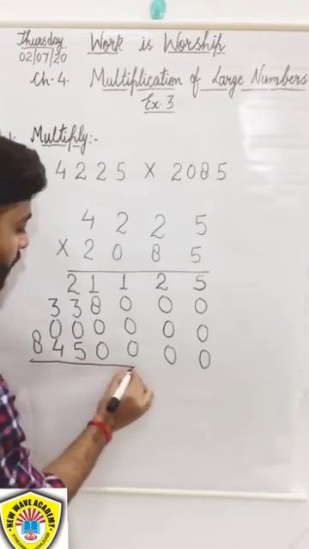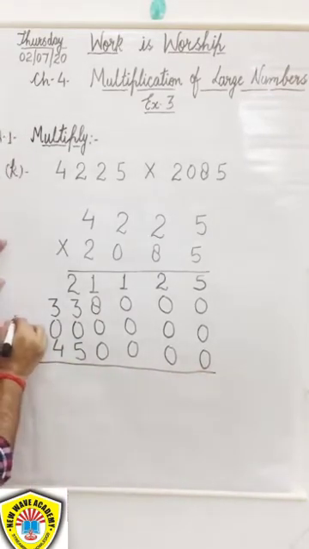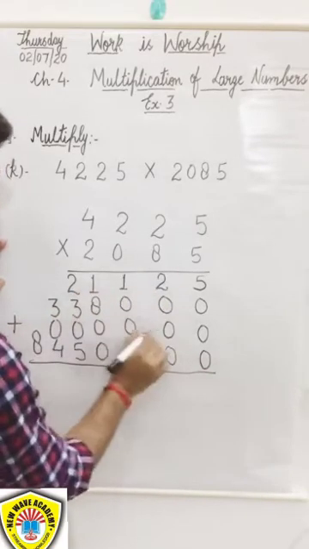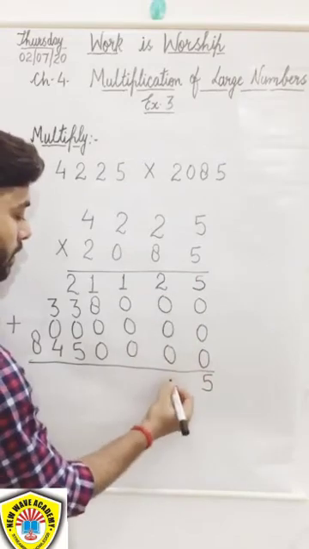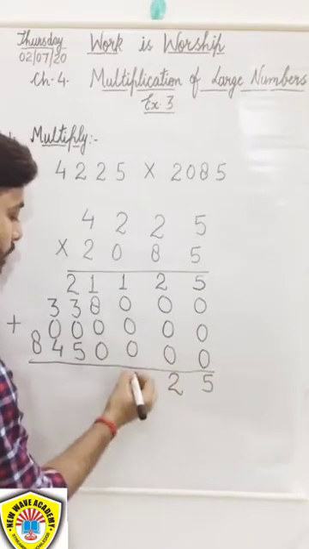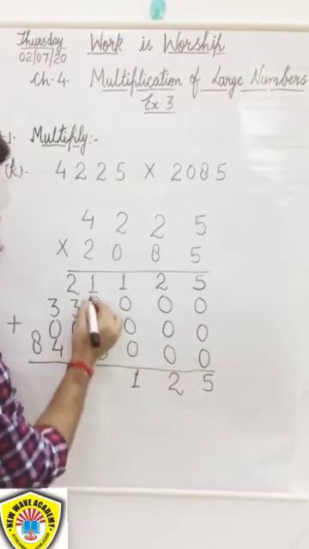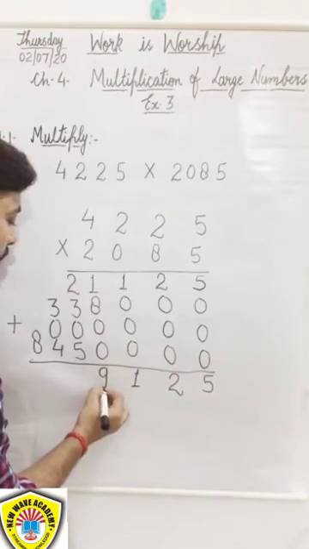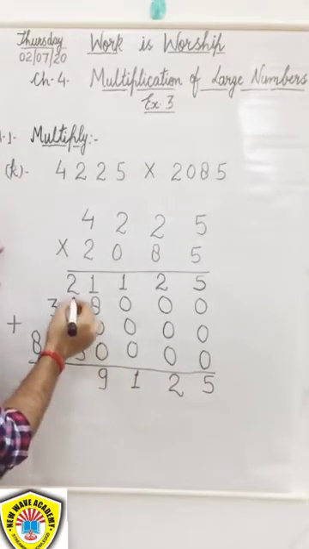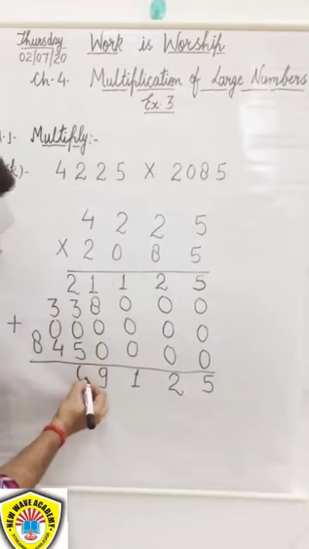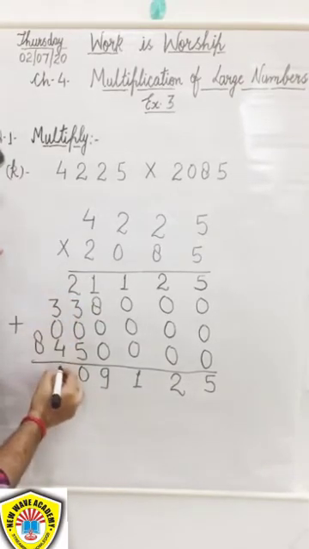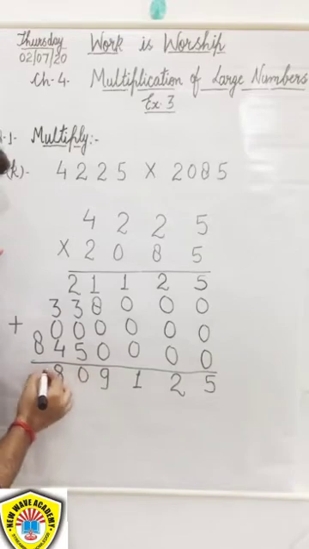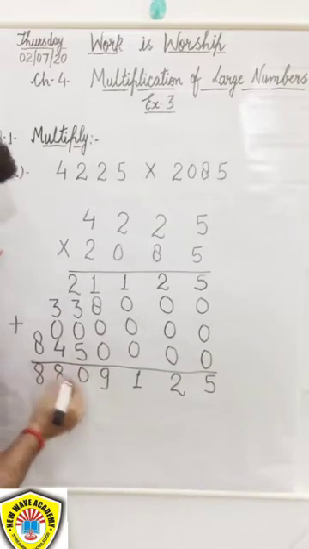Now let's add all these numbers. Okay, so 5 plus 2 plus 1 is 8, plus 1 is 9. 5 plus 3 is 8, plus 2 is 10, so we will write 0 and 1 will be added to this number. 4 plus 3 is 7 and 1 carry is 8, and next one is 8.